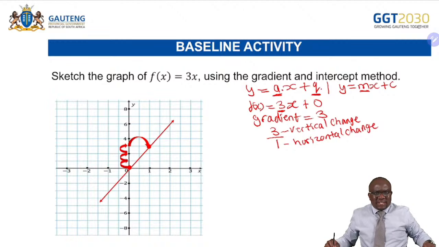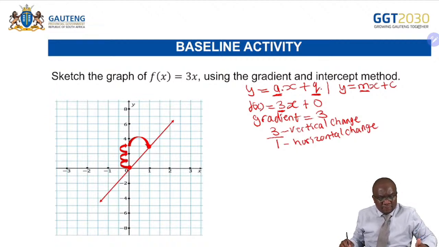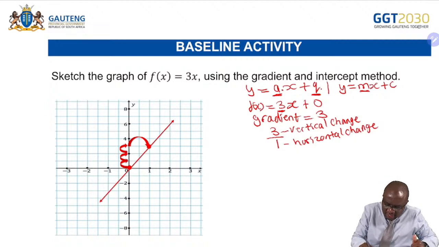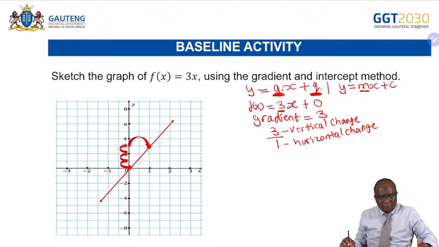Right, welcome back, grade 10s. I really hope you managed to copy the graph there. Let me emphasize again. What did you say the Q is? Q is the y-intercept. And then what did you say the A is? A is the gradient. Please remember that. Q is the y-intercept, and A is the gradient. Remember that, okay? Don't forget that.